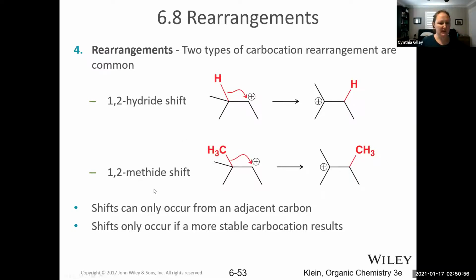Also, we can have what is called a methide shift, a 1,2 methide shift. So if there's a methyl group on an adjacent carbon, then that can also shift over, and the electrons come with it, leaving the more stable carbocation as a result. So we can do hydride or methide shifts, but those shifts can only come from adjacent atoms, and it only happens if the carbocation becomes more stable as a result of that shift.